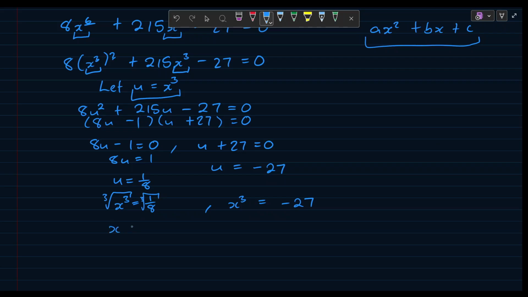Here you're going to get that x is equal to 1 over 2. And then here again we're going to take the third root on both sides. Be careful, since this is the third root, it can actually take negative numbers. Unlike your square root or your fourth root, sixth root, your even roots do not take negative numbers, but your odd roots will take negative numbers. So the third root of negative 27 is going to be negative 3. So these will be our two answers.